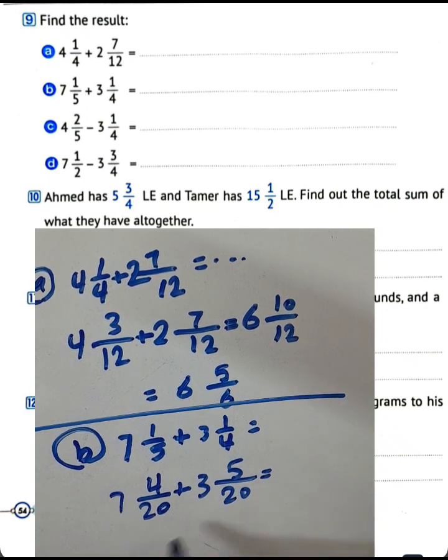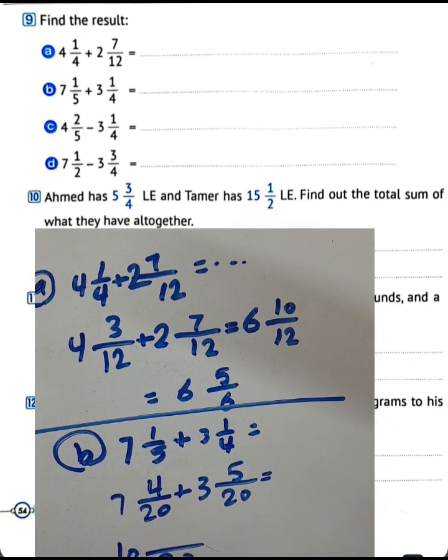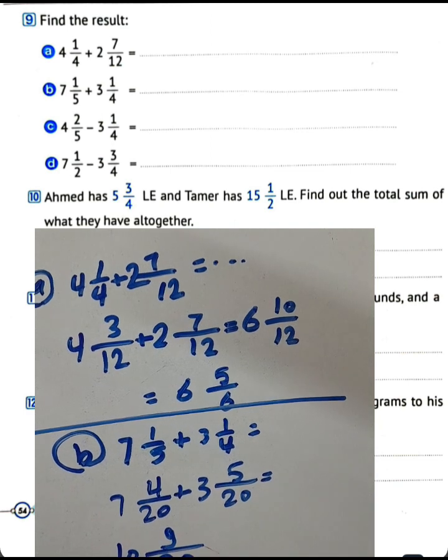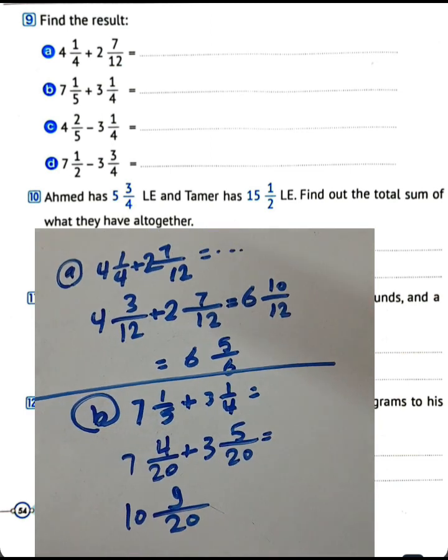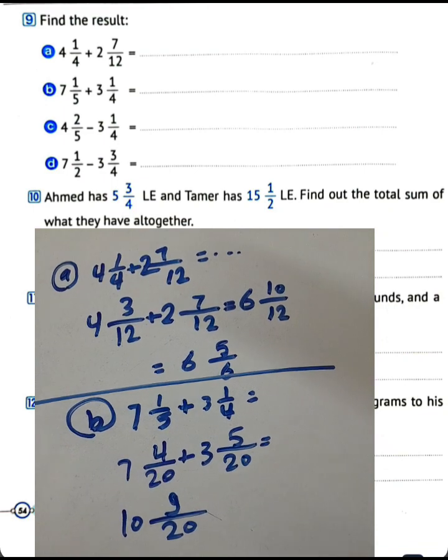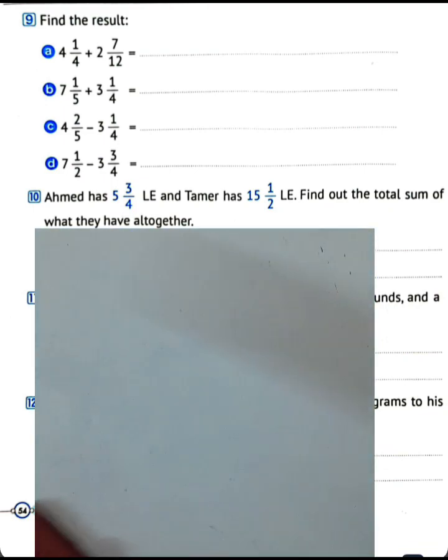7 plus 3 equals 10. And then write 20 in the denominator. 4 plus 5 equals 9. The result will be 10 and 9 over 20. It's the simplest result for this example. Okay, we must write numbers in simplest form.